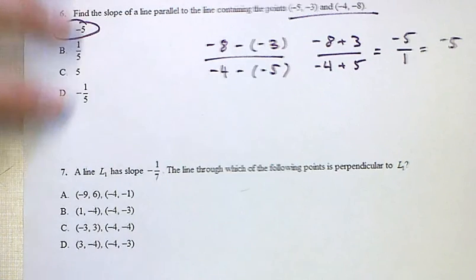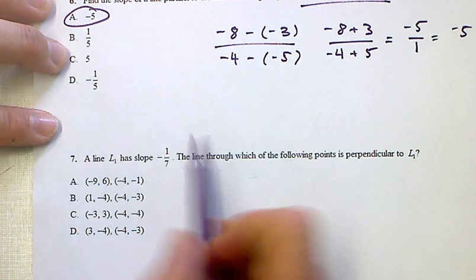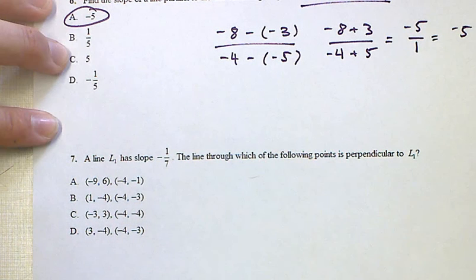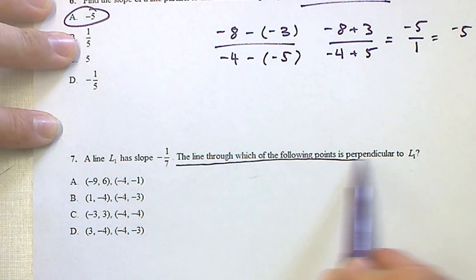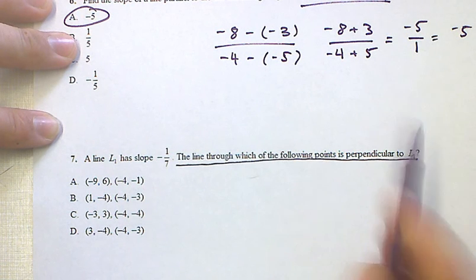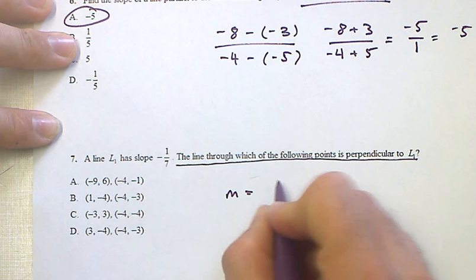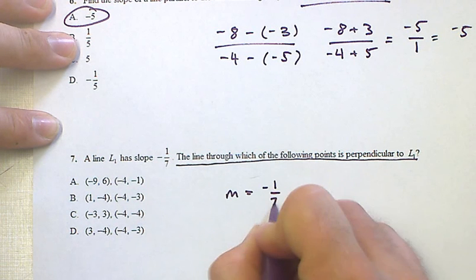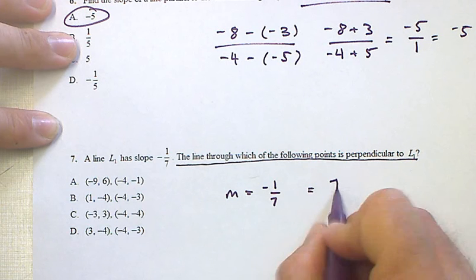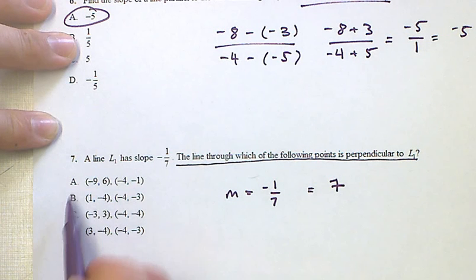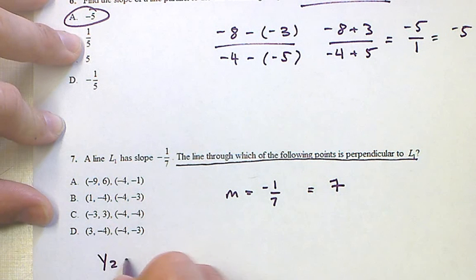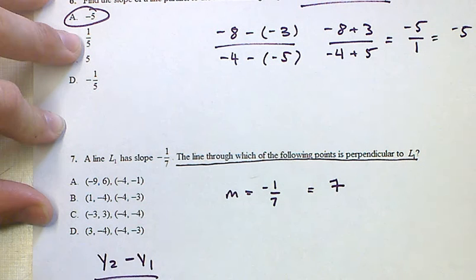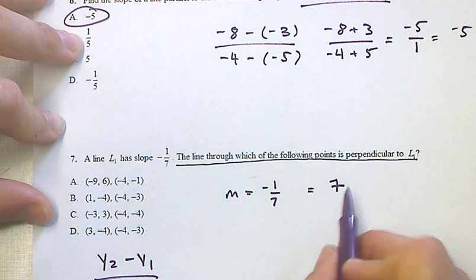And then they may ask you, if a line has a slope of -1 over 7, which line of the following will be perpendicular to L1? So it's saying that the slope is -1 over 7. It's asking for perpendicular. So basically you have to find which one of these slopes, A, B, C, or D, when you do your y2 minus y1 over x2 minus x1 and plug all these answer choices in, gives you 7 over 1.